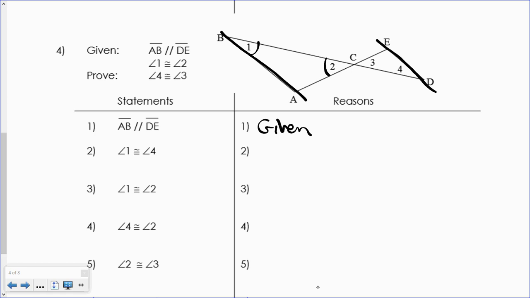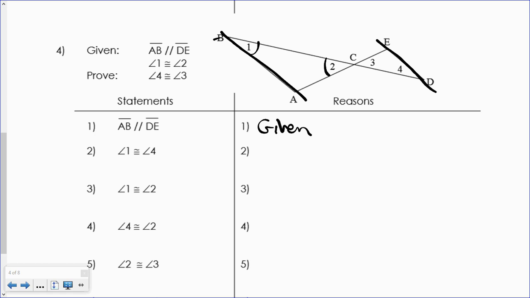Because... Henry? Because the lines are parallel. Okay, that's not specific enough to tell me why 1 and 4 are congruent, though. You're going to use the fact that lines are parallel, yes, but why? Okay, alternate interior. Very good.